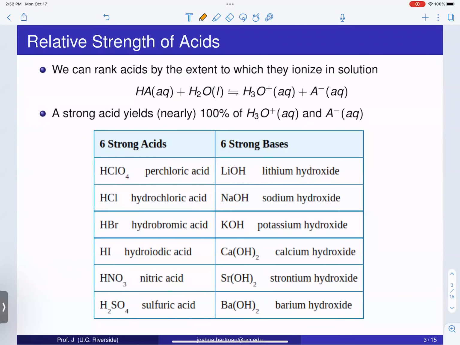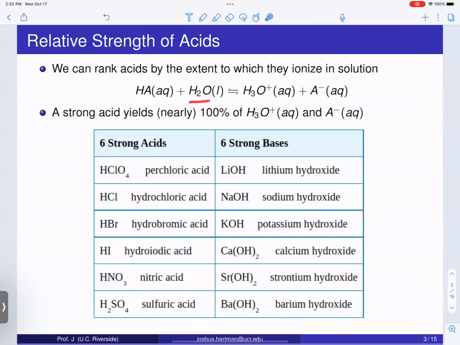We want to take a look at how we can rank the relative strength of acids and bases. So the way we're going to rank acids is essentially by the extent to which they ionize in solution. So we all know for a generic acid HA, this H that we write on here is that acidic proton. And that acidic proton, when we place it in an aqueous solution with water around, is going to jump over onto the water. We're going to get our hydronium ion, and we're going to be left with our A-, our conjugate base.